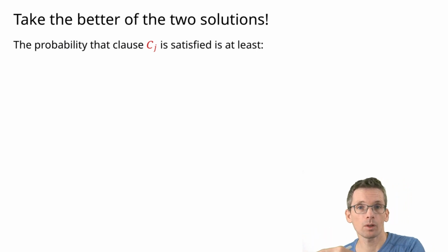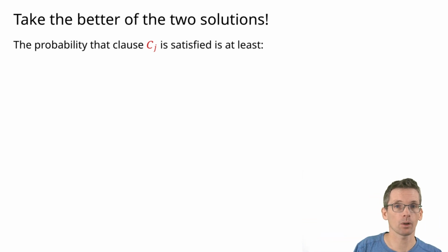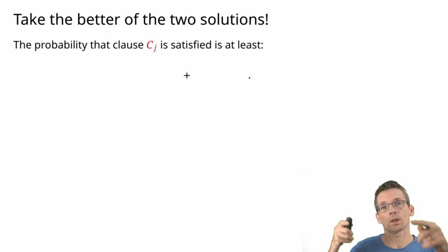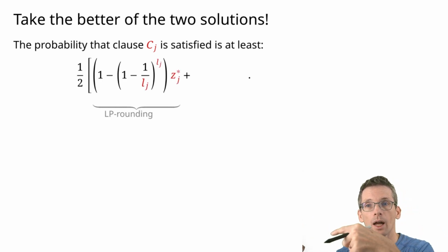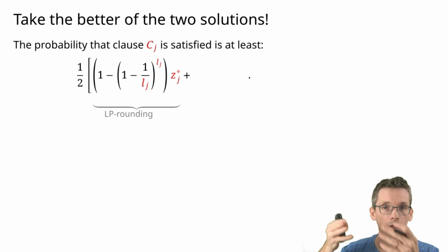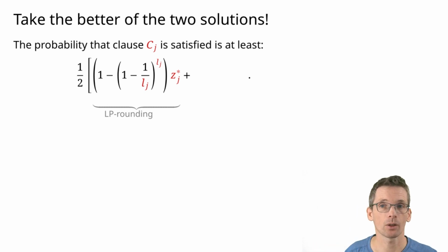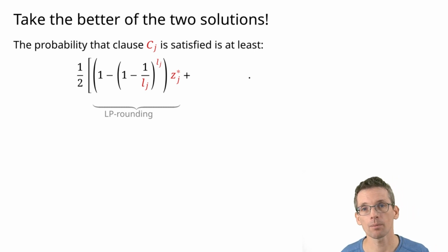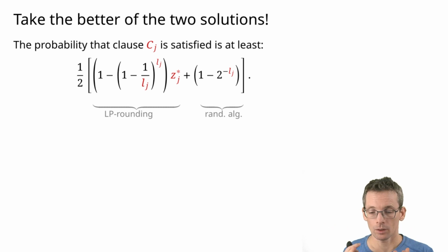And we pick one with a probability 1/2 and the other one also with probability 1/2. So the probability that the clause is satisfied is, with probability 1/2, the bound that we got for the LP rounding, and with probability 1/2 the bound that we get from the simple randomized algorithm. So this is the bound we have.